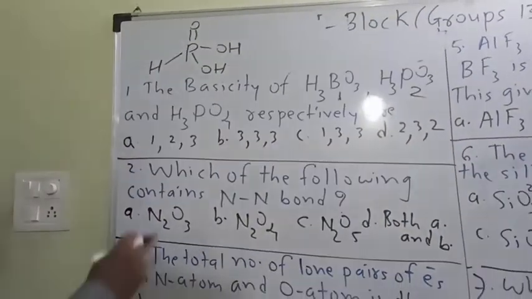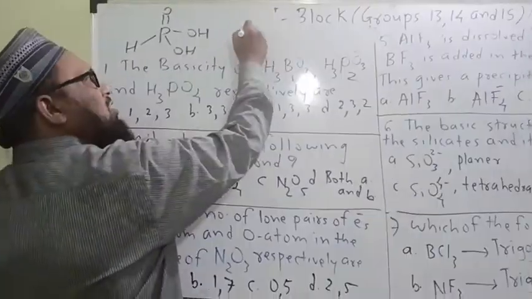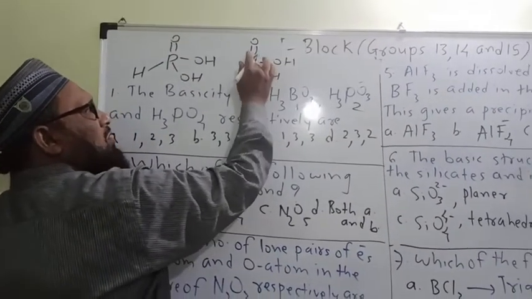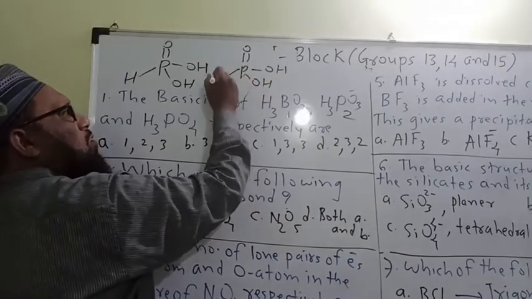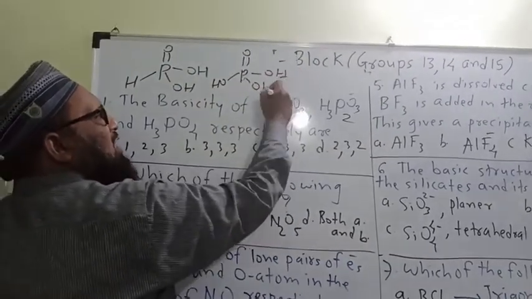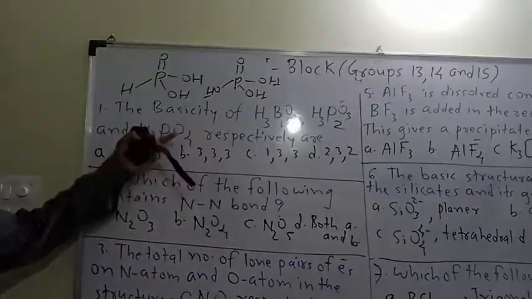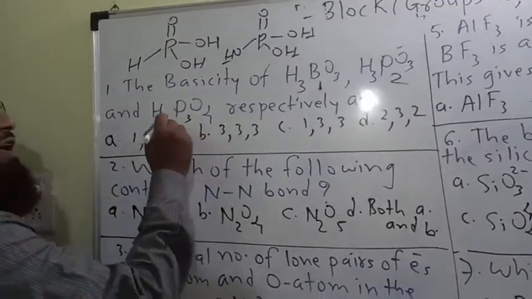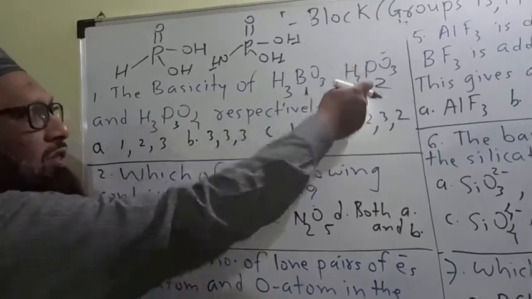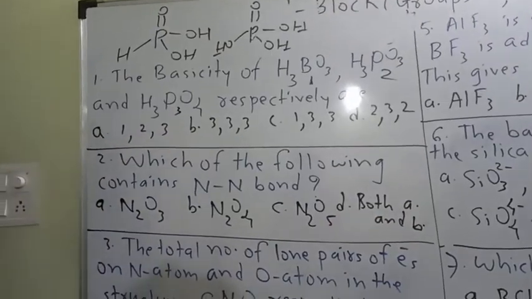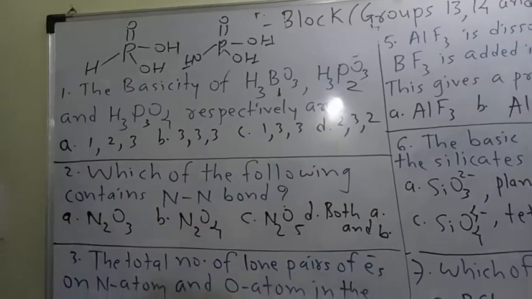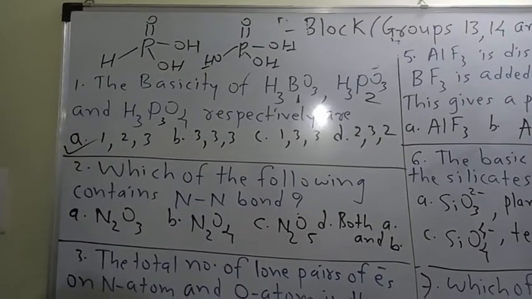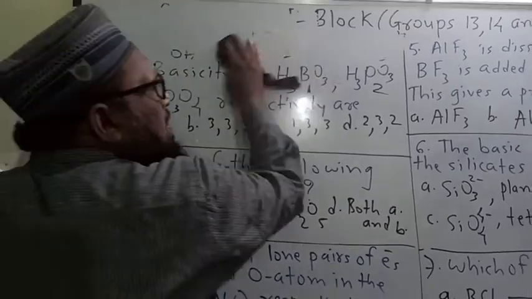Then regarding orthophosphoric acid, its structure is like this. P double bond O, OH, OH, OH. Here 3 ionizable hydrogen ions are there. Basicity of this orthophosphoric acid is 3. H3BO3 1, H3PO3 2, H3PO4 3. A is correct option. Then let us see next question.